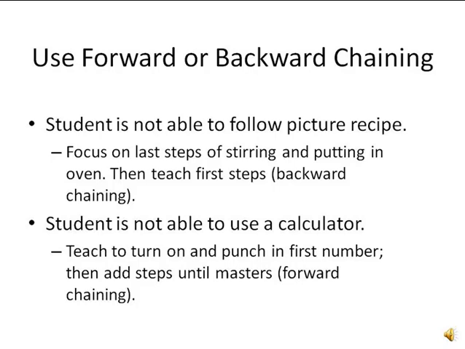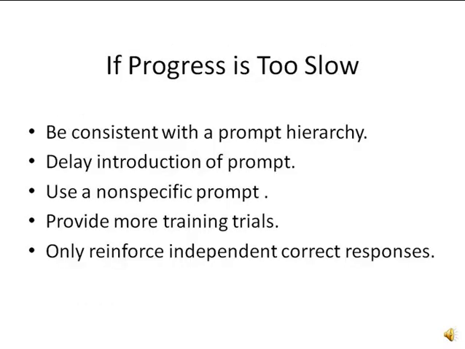Another way is to use forward or backward chaining. Again, if the student's not able to follow the picture recipe, we may teach either the first steps or the last few steps, and then build the other steps in over time, so that we're not doing the total task, but we can use pieces of the task. We may use one step, we may use 3 steps, but it will simplify the expectation for the student's performance, and then we work with them to complete the rest of the task.